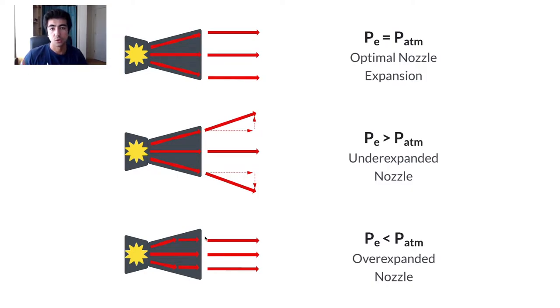And you're also wasting mass because the nozzle's too long, the pressure is decreasing too much, and so you're essentially wasting mass with this extra piece of nozzle that you don't need.